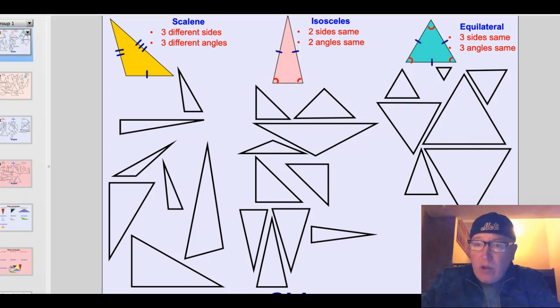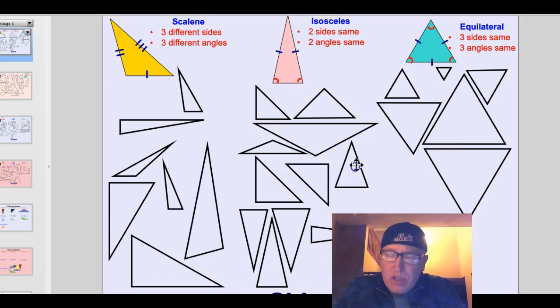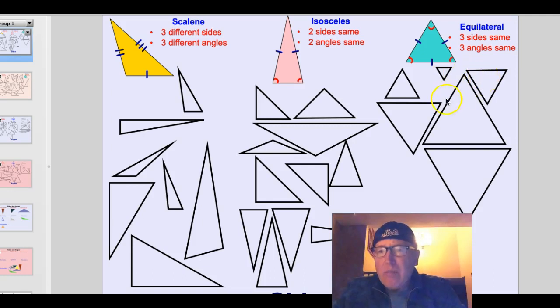Here are the equilateral triangles. I'll just slide myself down. Every single one of these has all the same sides. This guy here is in the wrong spot. Let me move this over here. This is an isosceles triangle. But let's take a look at all the other angles. All the angles on every triangle are the same. All the sides are the same. Every single one. Equilateral. Equal sides, equal angles.